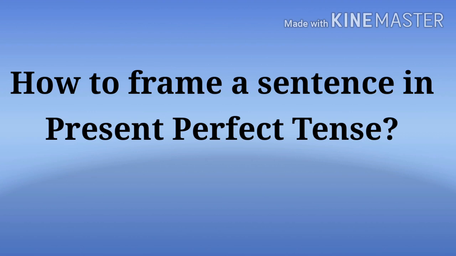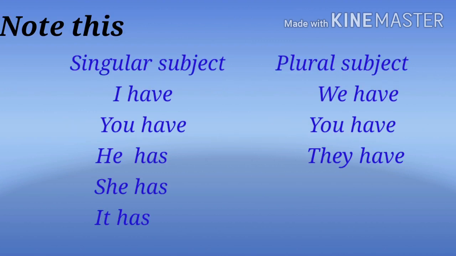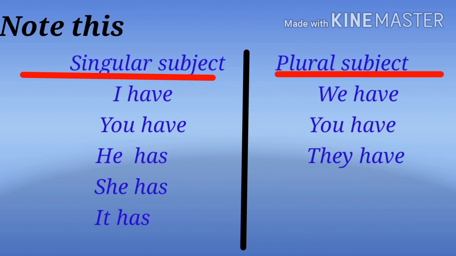Now, let us take a look at how to frame a sentence in present perfect tense. Children, note this. With first person and second person singular form, we use have. In the same way, with first person, second person and third person plural form, we use have. But with third person singular form, we use has. That is, I have, you have, we have, they have. But with third person singular form, that is, he, she, it, we use has. He has, she has, it has.